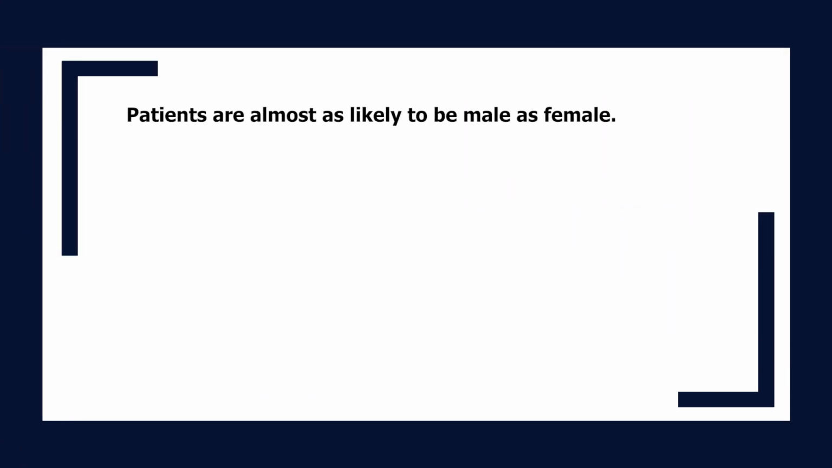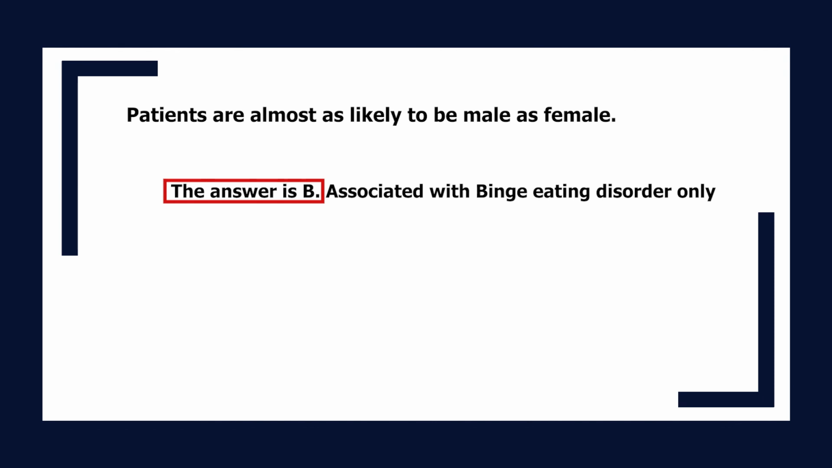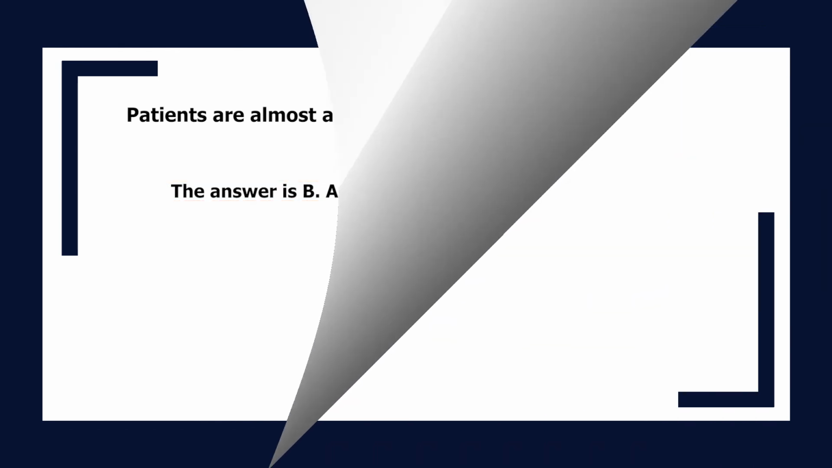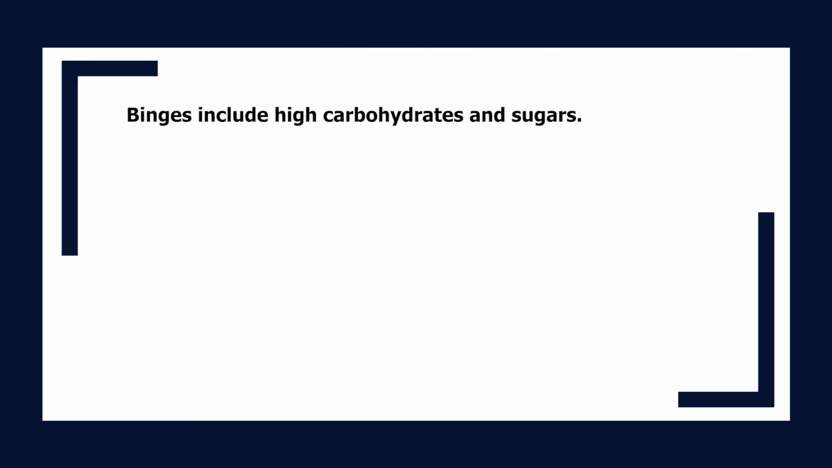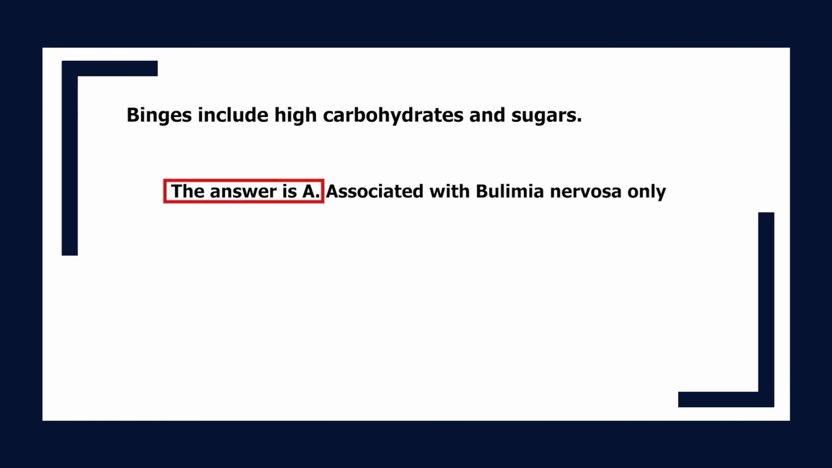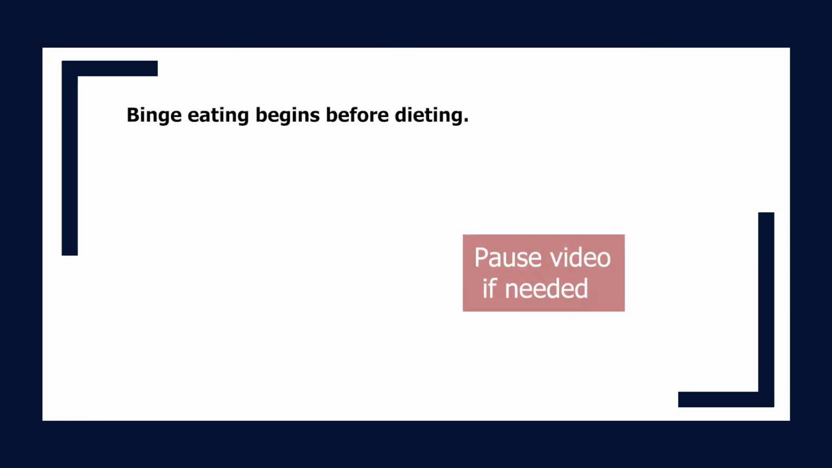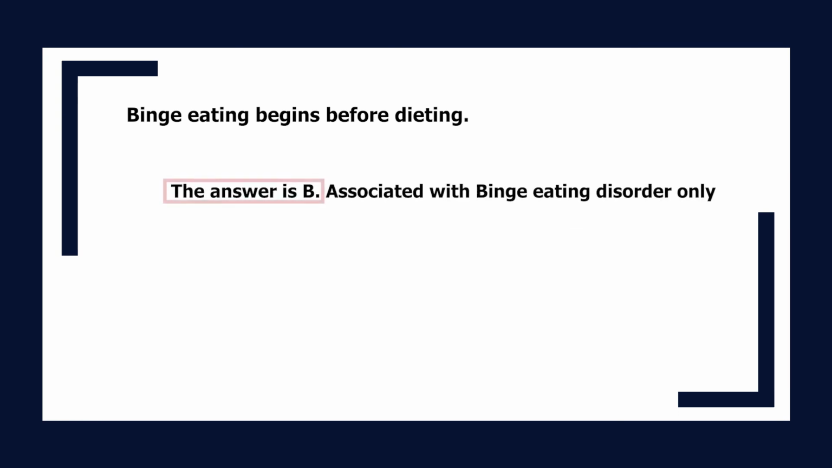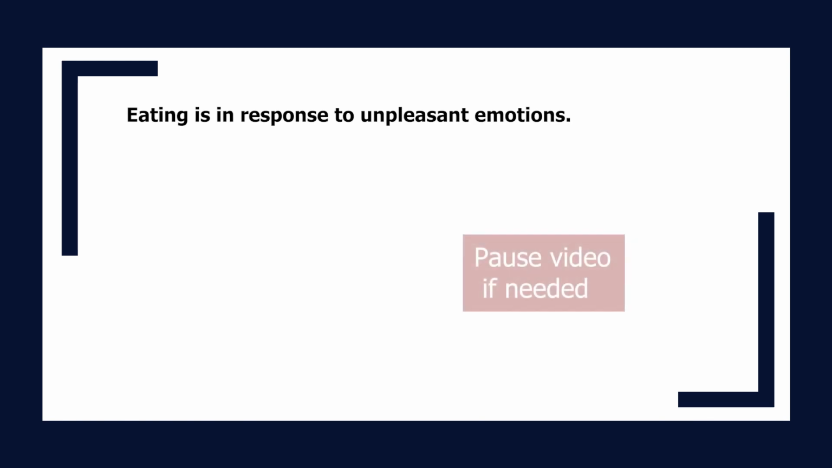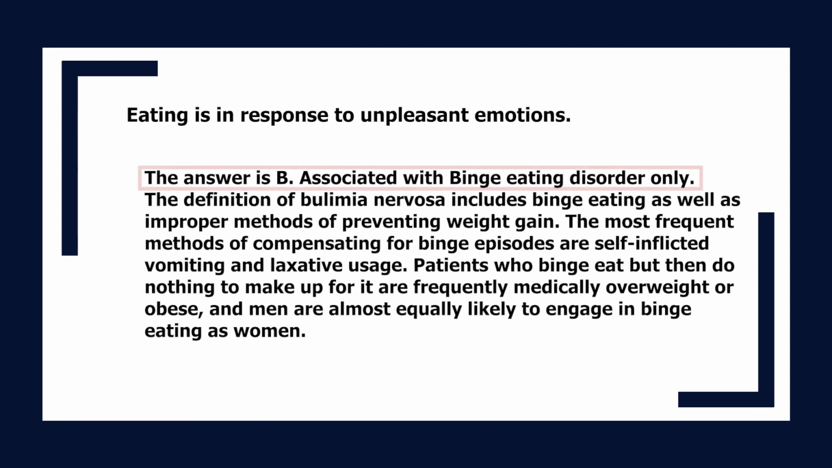Patients are almost as likely to be male as female. The answer is B. Associated with binge eating disorder only. Binges include high carbohydrates and sugars. The answer is A. Associated with bulimia nervosa only. Binge eating begins before dieting. The answer is B. Associated with binge eating disorder only. Eating is in response to unpleasant emotions. The answer is B. Associated with binge eating disorder only.